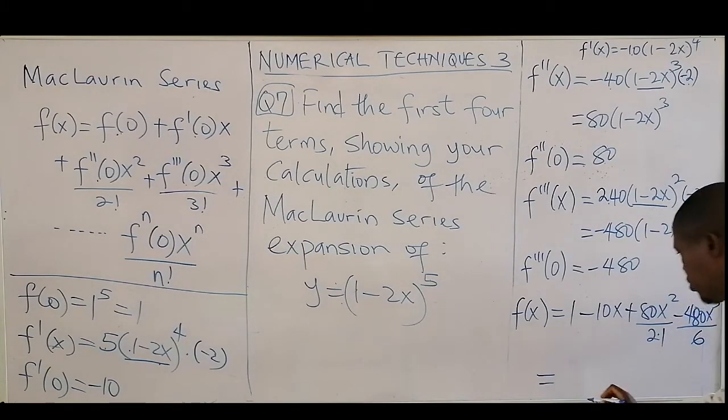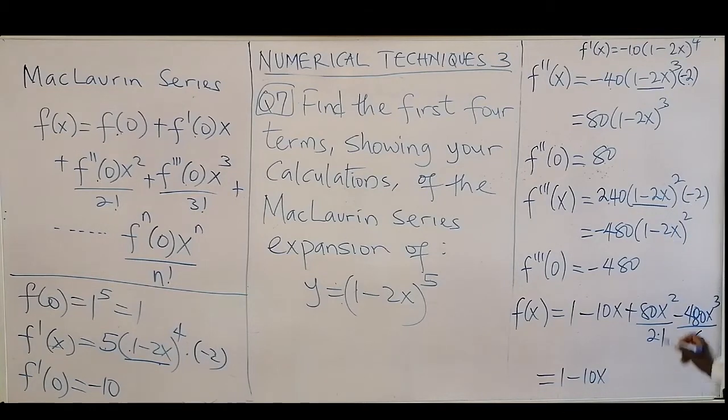Finally, conclusion to this question, we have 1 minus 10x, plus 80 over 2, that's plus 40 s squared. And then here, we have minus 480 over 6, that's minus 80 times s cubed. So that's that on this question.